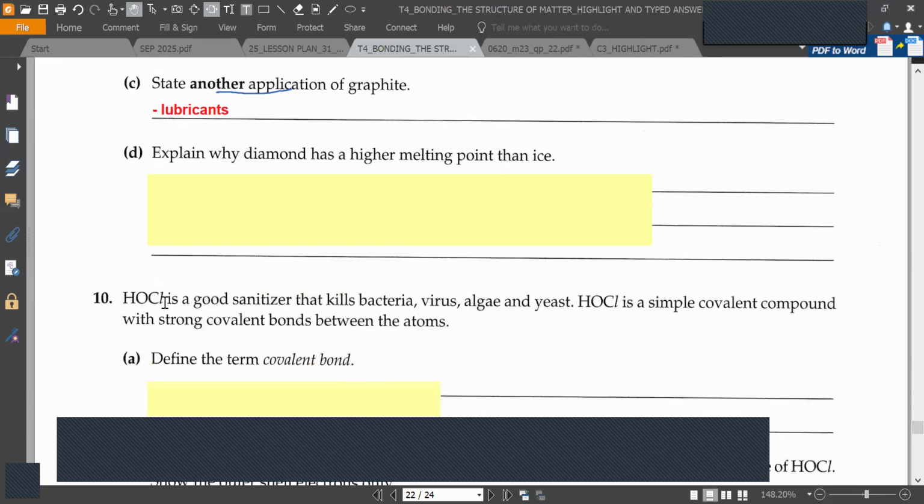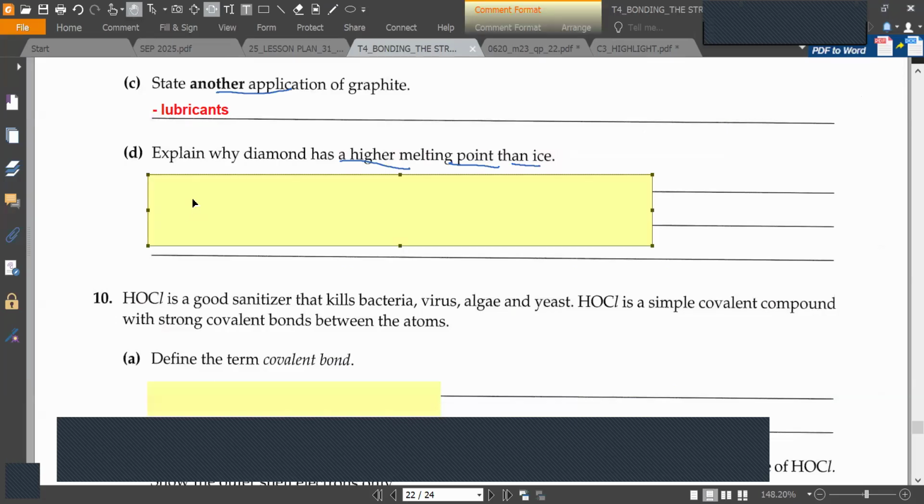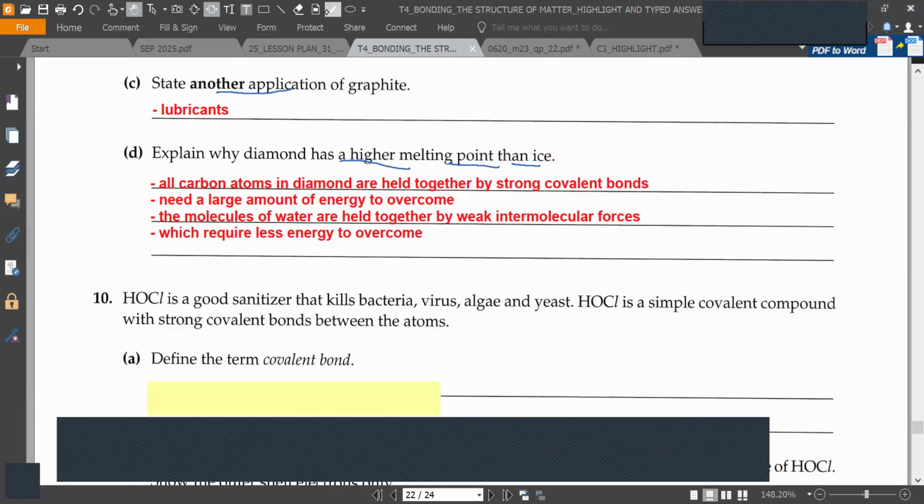Why does diamond have a higher melting point than ice? Because diamond is giant covalent. All the carbon atoms in diamond are held together by strong covalent bonds, needing a large amount of energy to overcome. But molecules of water are held by weak intermolecular forces.